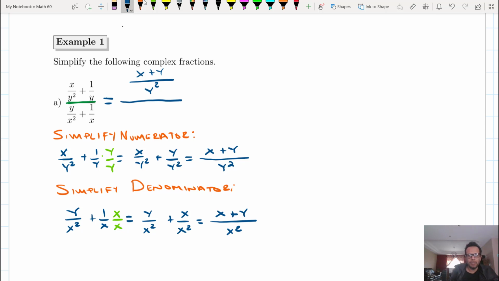And for the denominator, we're going to write x plus y as well, but in this case divided by x squared. Okay, how are we going to simplify this? Keep in mind the following.